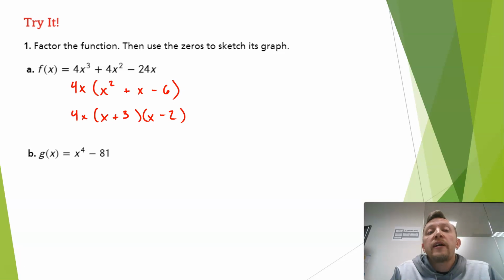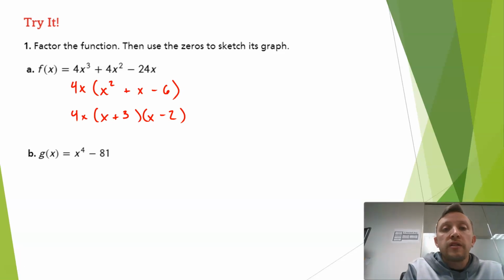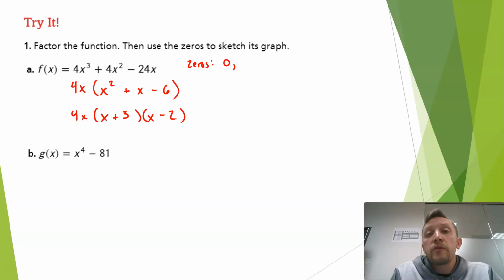So now we're going to use the zeros to sketch a graph. So the zeros here would be at 0, because I'm going to set each of those equal to 0 and solve it.